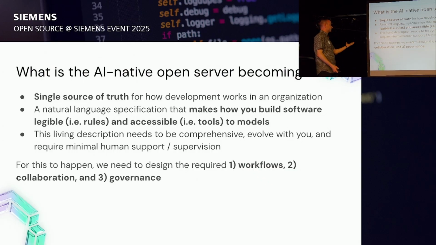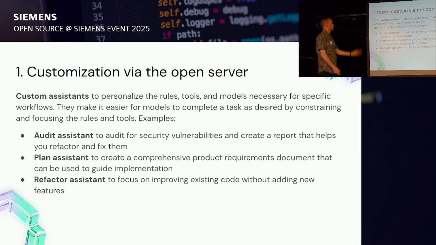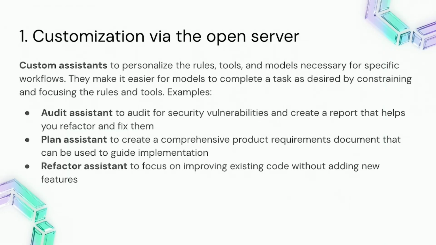And so I think the parts to make this happen, at least in my mind, are workflows, collaboration, and governance, which are things that the server is also going to need. So the first one is customization. In the Continue world, we call them custom assistants. Other people call them modes and things like that. But basically, it's taking all of the possible rules, tools, and models in your org or your team, and making them just the ones you need for specific workflows.